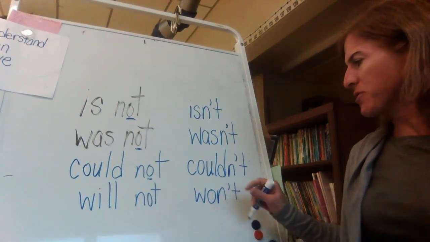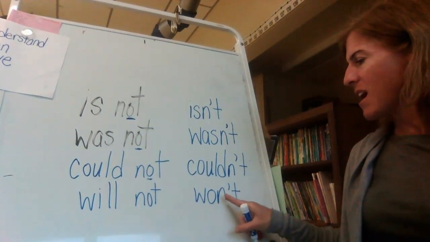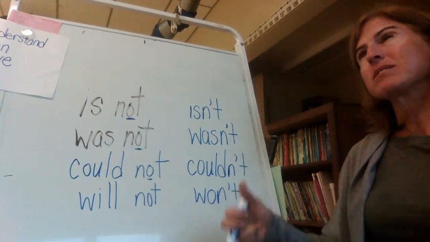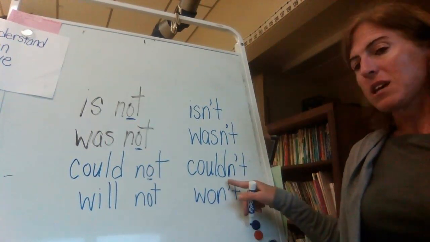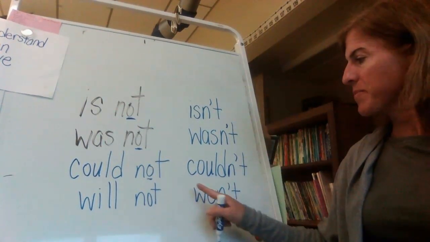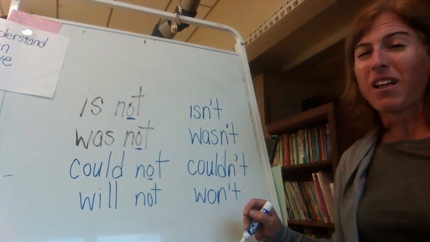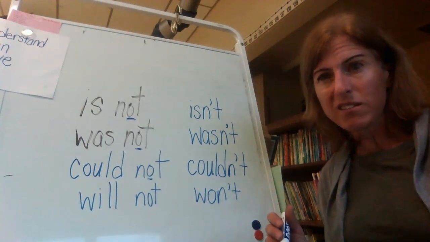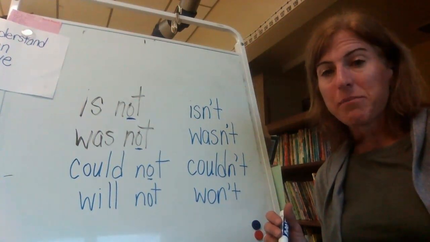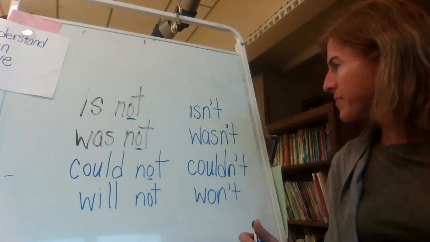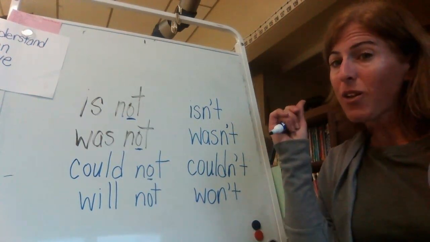W-O-N apostrophe T. So the idea here is I'm still having the not. I'm still getting rid of the O. It's the apostrophe still taking that place. But I need to spell it W-O instead of W-I-L-L. I guess because willn't doesn't really sound right. And so we made it won't. But all the other ones, they follow the rule.